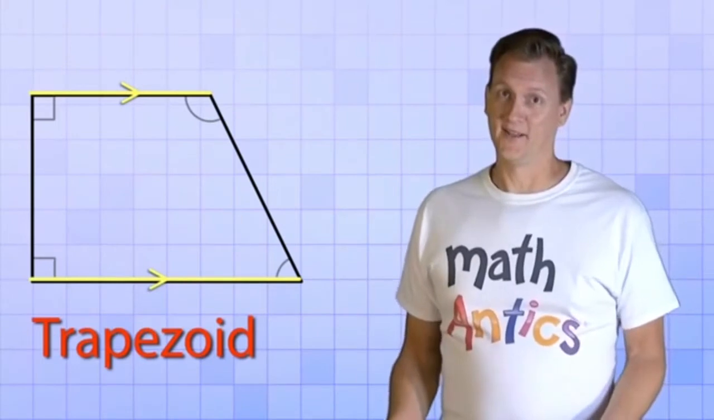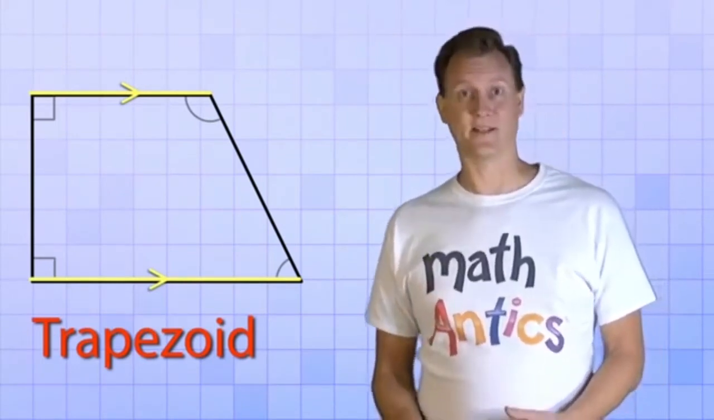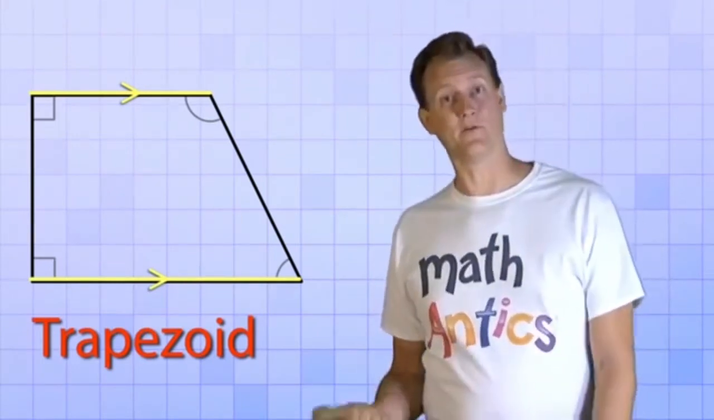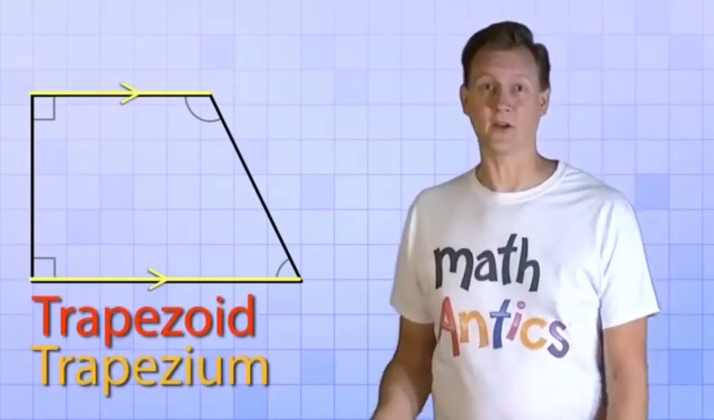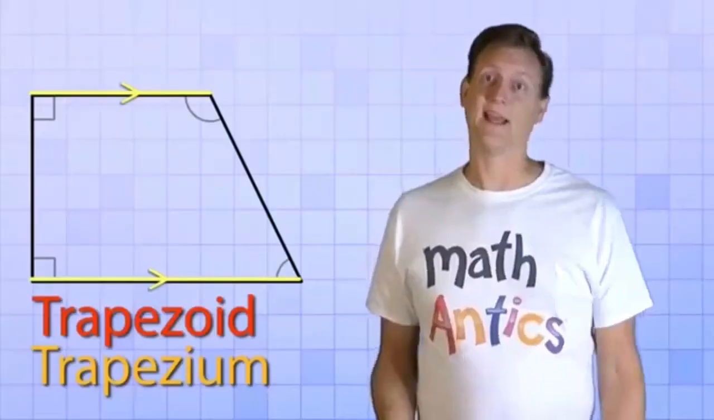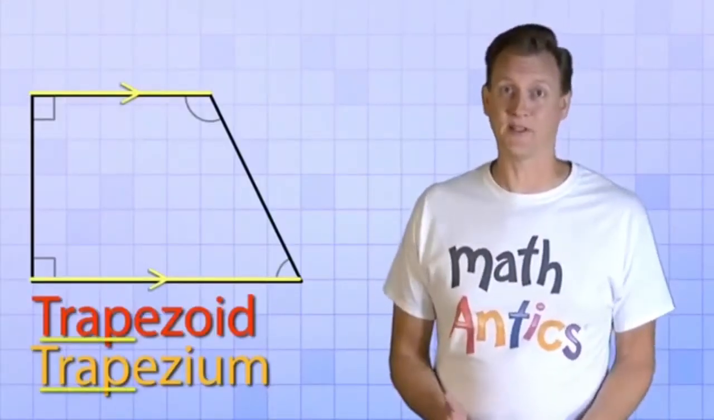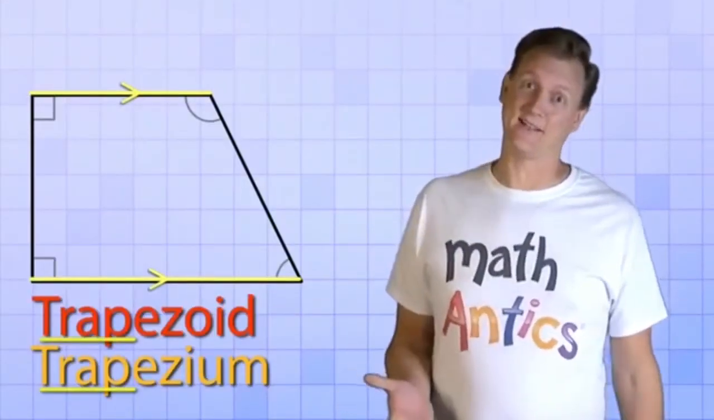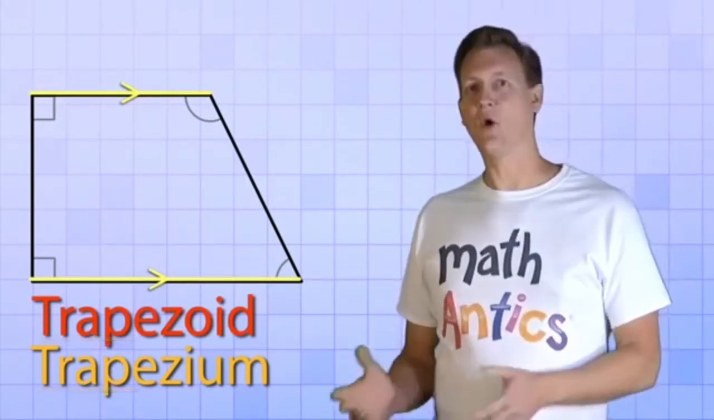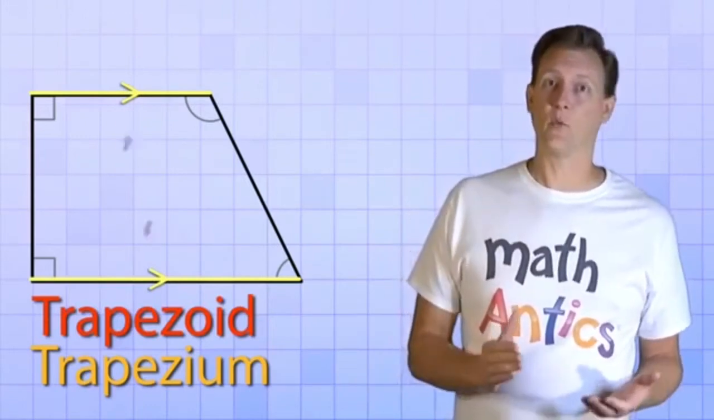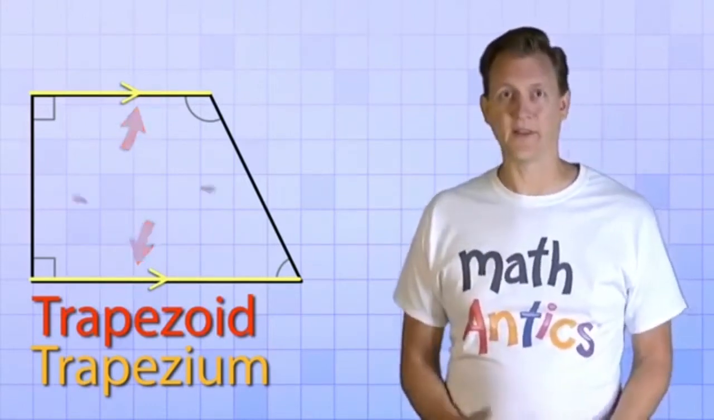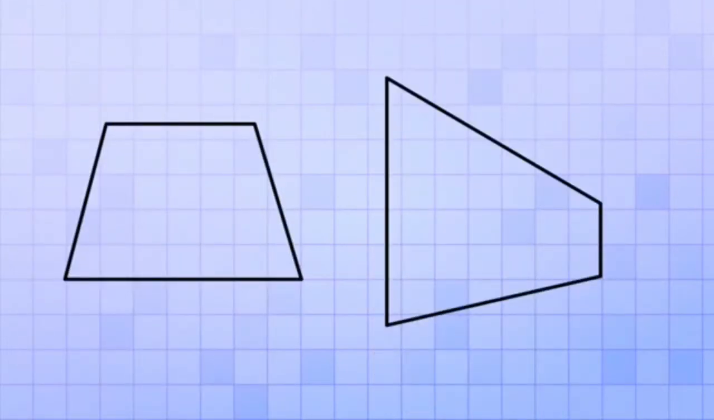Well, actually, this is where classifying quadrilaterals gets a little messy. That's because this sort of shape is called a trapezoid in America, but it's called a trapezium in other countries, like the UK. At least they both start with the word trap, so it's not too confusing. Yet. Okay, so this quadrilateral is a trapezoid, or trapezium, because it has only one pair of parallel sides, and the other sides are not parallel. Here are a couple more examples of quadrilaterals that have only one set of parallel sides.